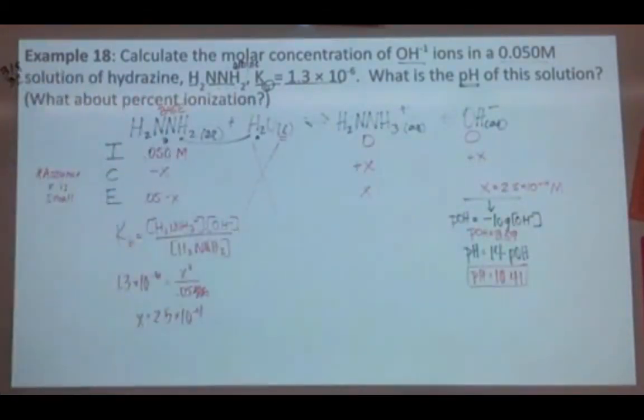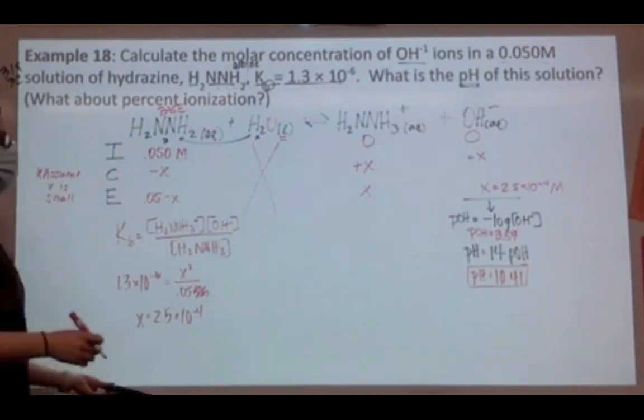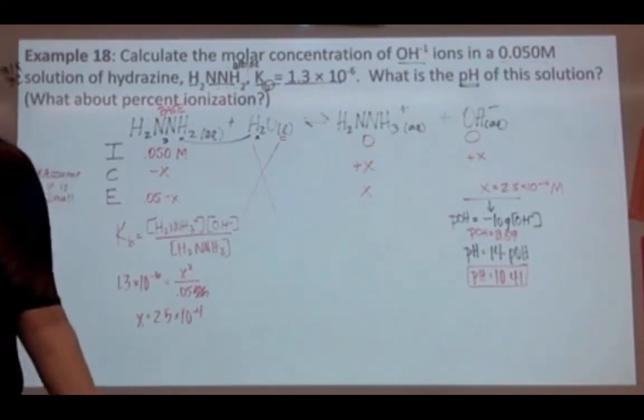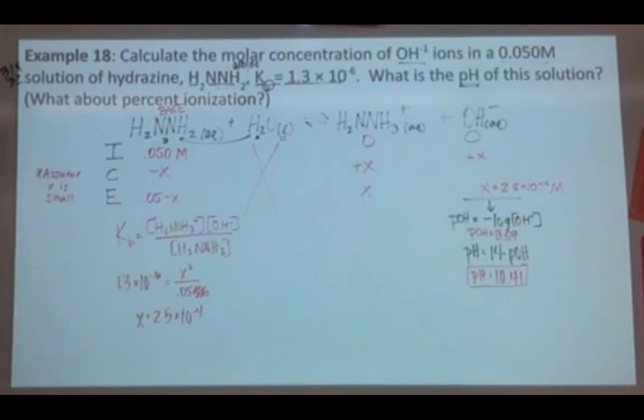Now you can ask yourself, does it make sense that the pH is 10.41? Well, we're looking at a base. So yeah, it should make sense. It should make sense that the base has a pH of 10. Bases should be above 7.